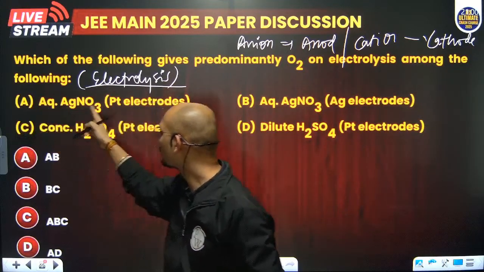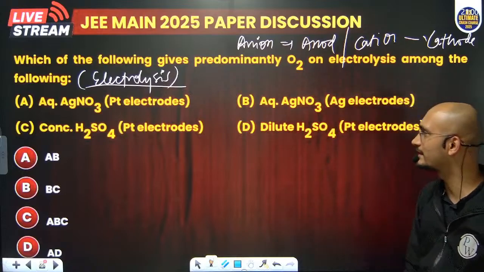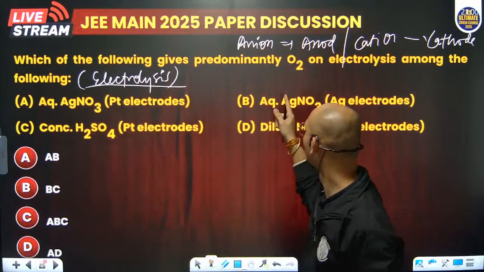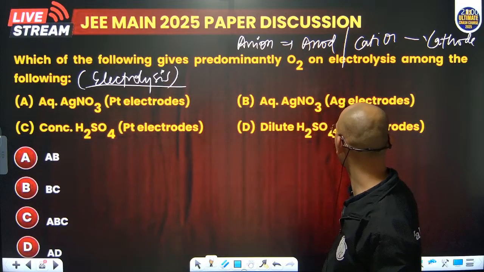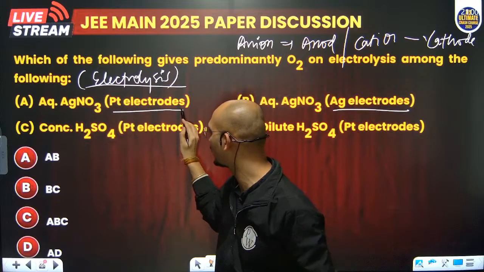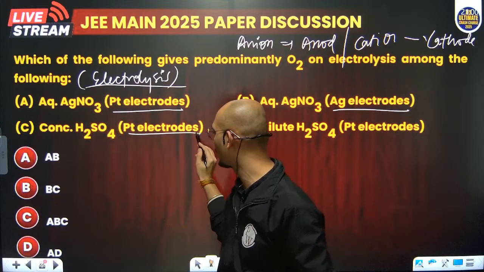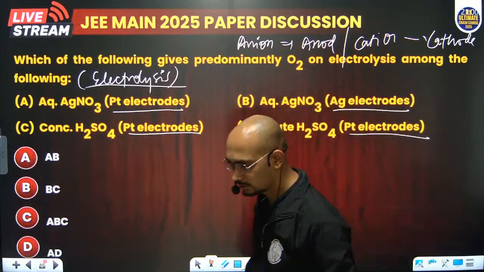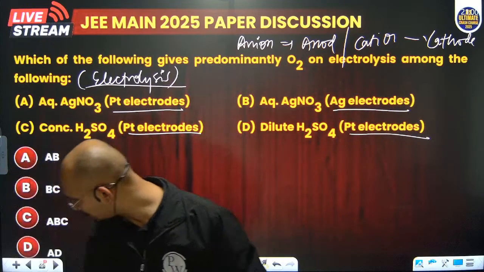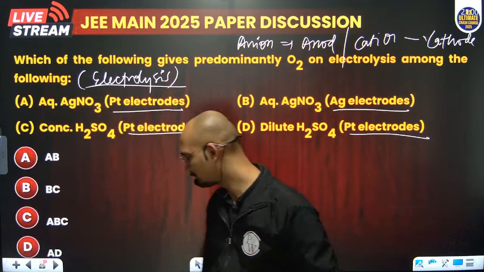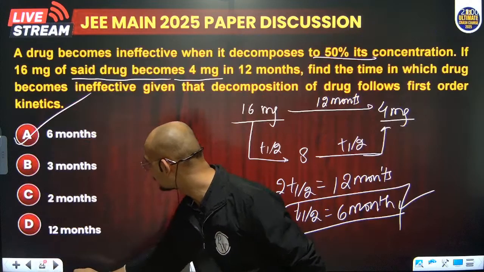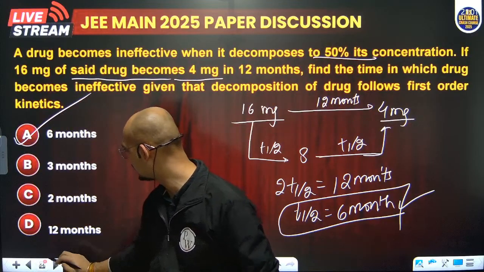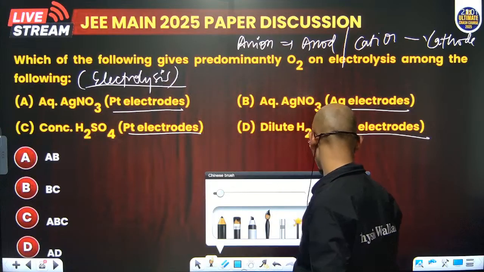Now here in the question, all these electrolytes are given: aqueous AgNO3 in the presence of silver electrode, in the presence of platinum electrode, and concentrated H2SO4 in the presence of platinum electrode, and dilute H2SO4 in the presence of platinum electrode. Now, the answer is also coming here. I think it is for the last question, C. Okay, you are answering C. Let's see whether you are correct or not.